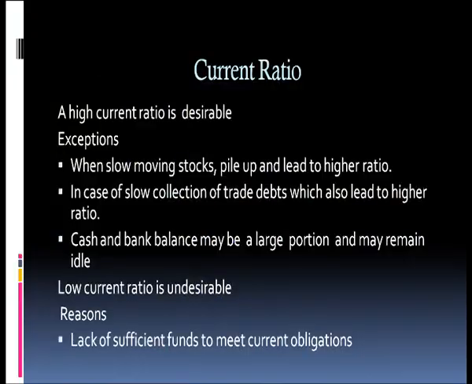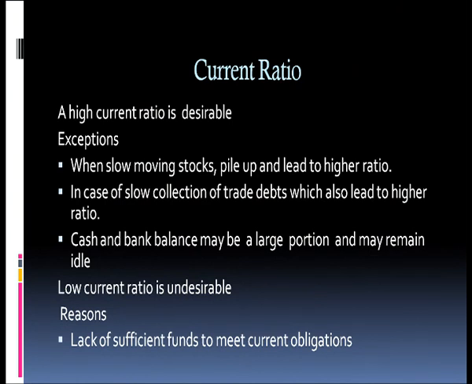The second exception is when there is slow collection of trade debts or your trade receivables. The trade receivables are high, but the collection is slow, which means cash and near cash or liquid cash is slow to come into the firm for its use in business or its operation, then also it is a matter of concern, and then a high current ratio is not desirable.